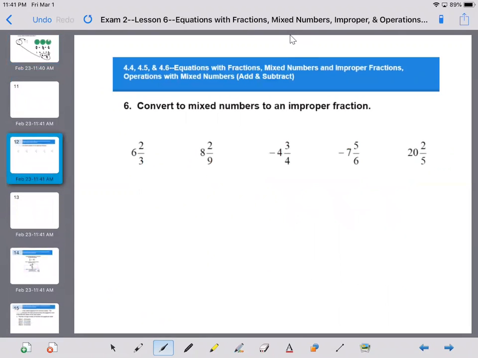So let's take some of these. Let's look at a couple where we can look at some patterns, and then we'll see what we can always do to change from a mixed number to an improper. This 6 2/3, look at the denominator is in thirds, so you're going to have 6 3/3.